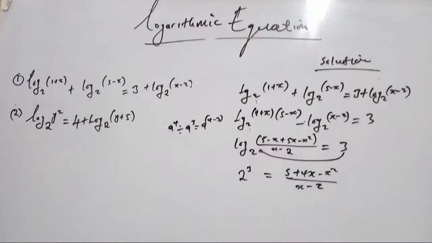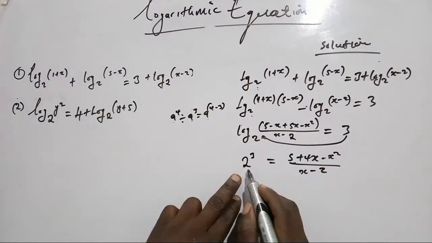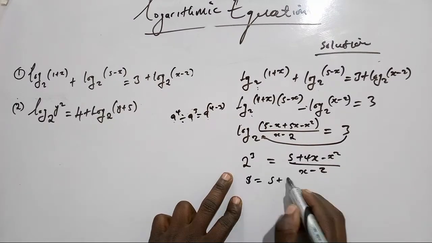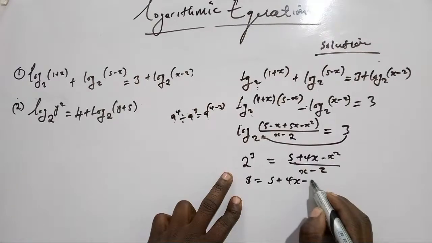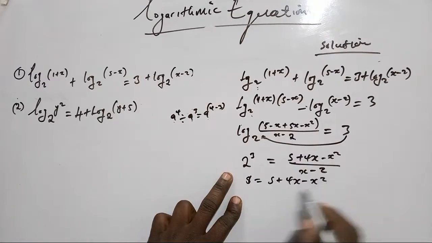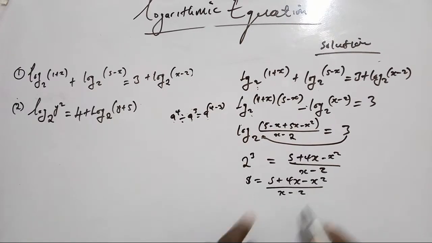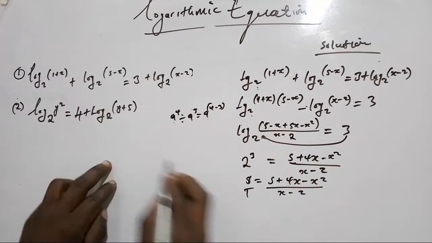2 to the power 3 is 8, which should equal (5 + 4x - x²) over (x - 2), right? Then here you cross multiply now.